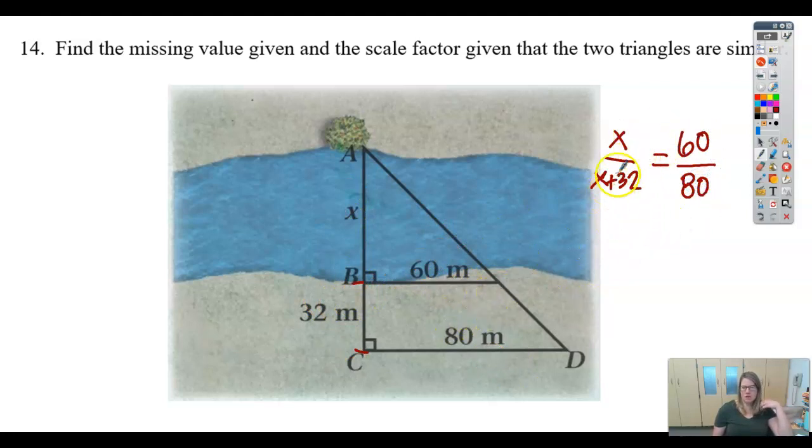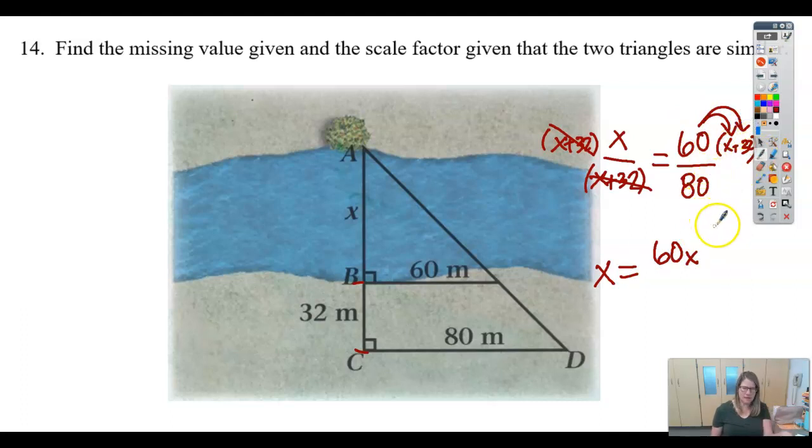Okay, so because I have x in the bottom here, x plus 32, I've got to get it out of the bottom. So I'm going to multiply both sides by x plus 32, so those will cancel. That gives me x equals 60 times x plus 32. Now I'm multiplying 60 into the parentheses. And 60 times 32, let's see, 60 times 32 is 1920, all divided by 80.